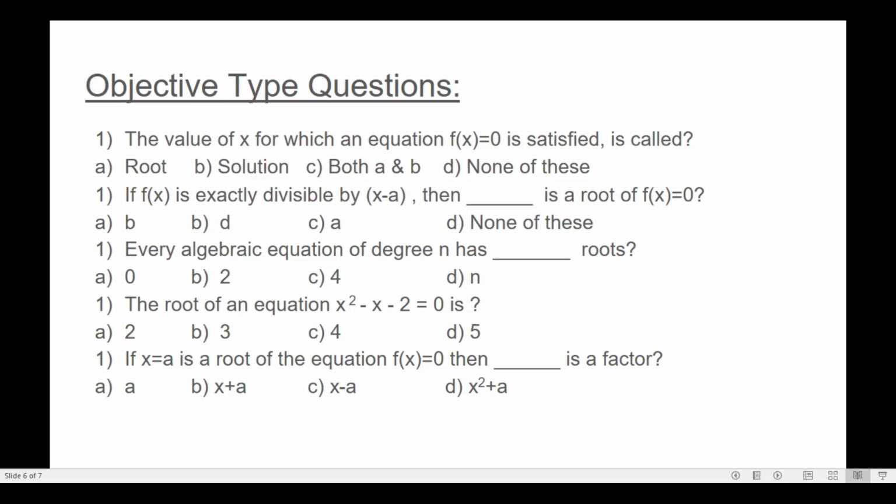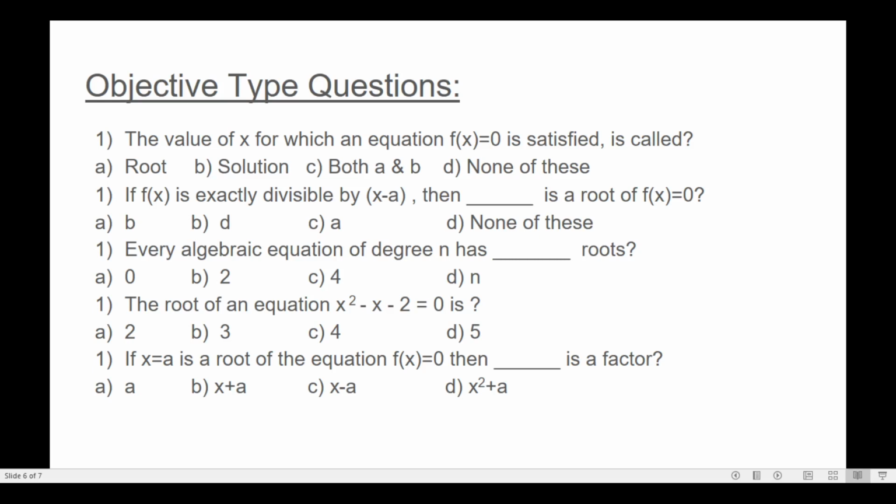The value of x which satisfies an equation f of x equals 0, any value of x that satisfies the given polynomial equation, we definitely call such a value a root. If f of x is exactly divisible by x minus a, then x minus a is a factor and a is a root of f of x equals 0.